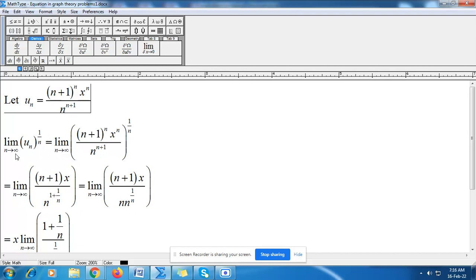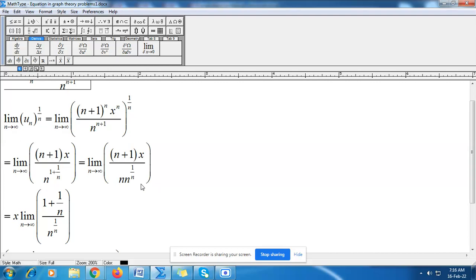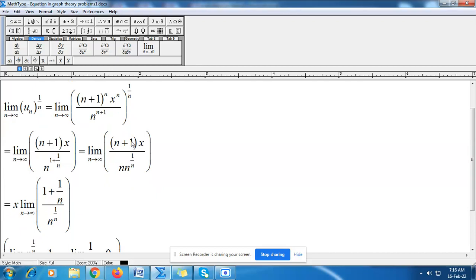Limit of u_n whole power 1 by n as n tends to infinity. Here u_n is (n plus 1) power n into x power n by n power n plus 1, whole power 1 by n. So 1 by n is applied for both the terms. Then we have (n plus 1) power n into 1 by n, x power n into 1 by n, n power (n plus 1) by n. N power 1 plus 1 by n can be written as n into n power 1 by n. Now (n plus 1) by n can be written as 1 plus 1 by n.